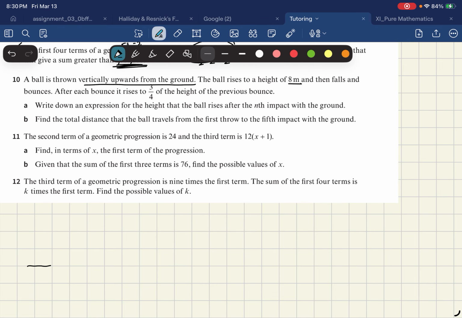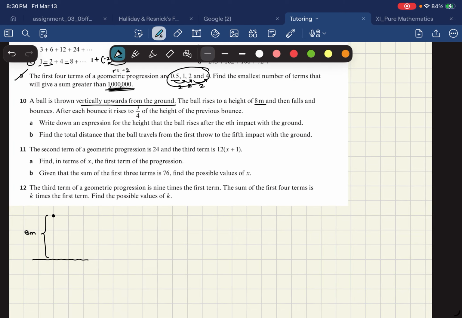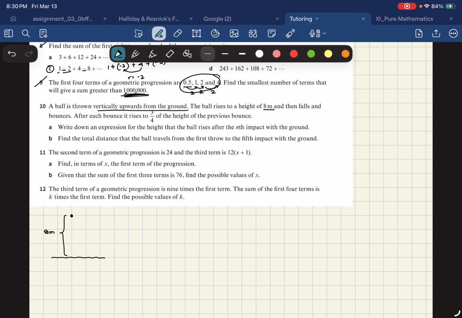So we have the ground, and let's say this is me, and I'm throwing up a ball. Let's say I'm a flat person, right? I'm on the ground. I am the ground, something like that. And I throw a ball upwards, and the height of the ball goes up 8 meters. All right, so that is what we have. So it goes up 8 meters and then falls and bounces.